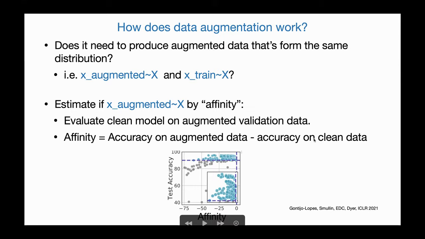And here I'm showing you the plot for hundreds of these operations where we train with an operation and then we look at the validation accuracy or test accuracy on the y-axis. And the x-axis is the affinity of that operation, which means if you take a clean model trained with no augmentations and then evaluate it on images distorted by the distortion, how much does the accuracy go down? As you can see here, the x-axis is all negative. And the point I'm trying to make with this plot is that you can have really good augmentation operations, shown by how high they are on the y-axis, that have pretty bad affinity. And one good example of this, which we already talked about, is cutout.